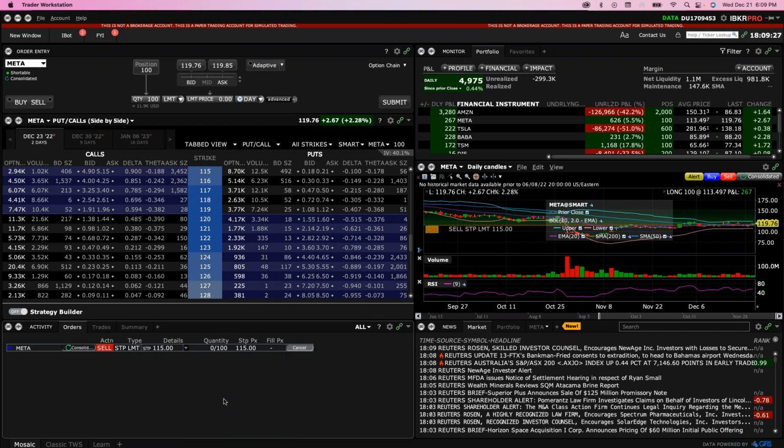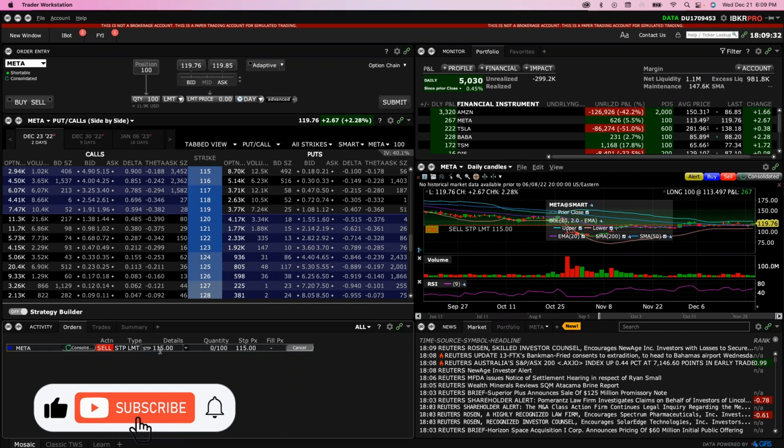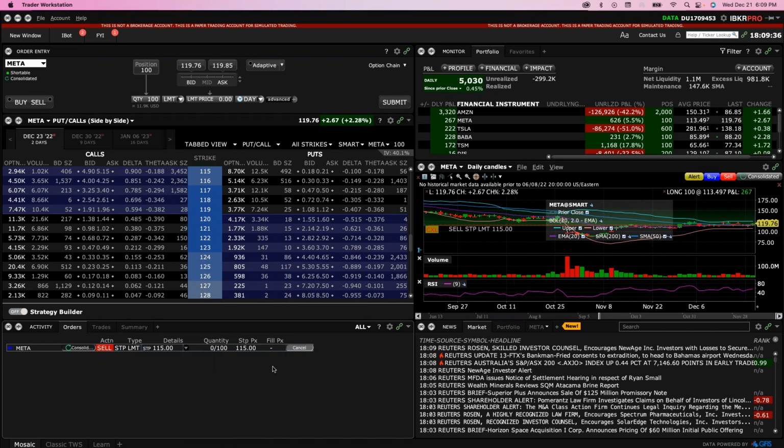Now, it's very unlikely this is going to happen, but you have to understand that risk of using a stop limit order. But this way, we can actually pinpoint when this gets triggered and what we want the limit order to be at, that 114.5.